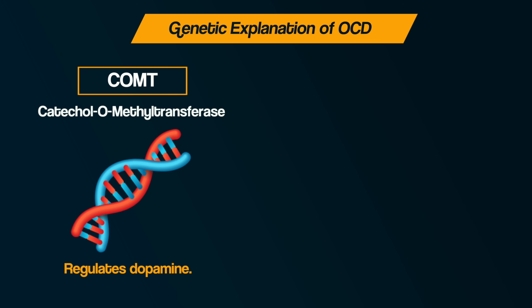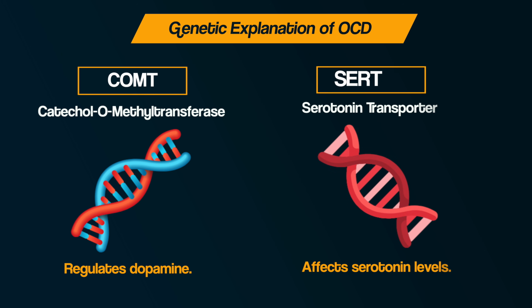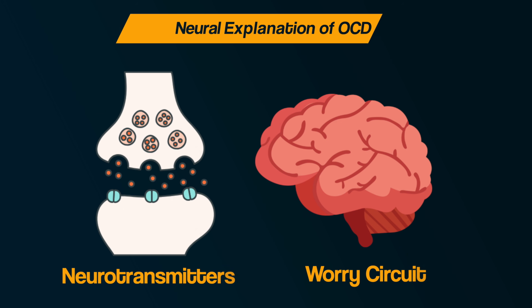Specific genes such as the COMT gene linked to dopamine regulation and the SERT gene affecting serotonin levels are believed to contribute to OCD by influencing neurotransmitter activity in the brain. For the neural explanation, there are a couple of options. We could talk about this in terms of neurotransmitter levels.